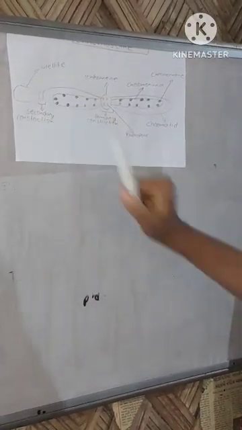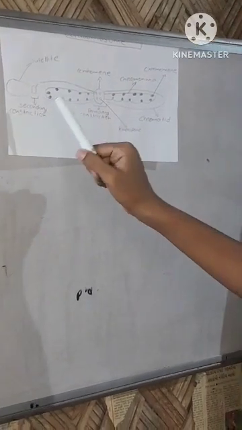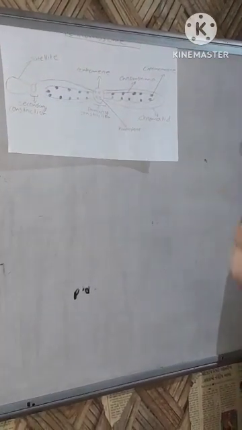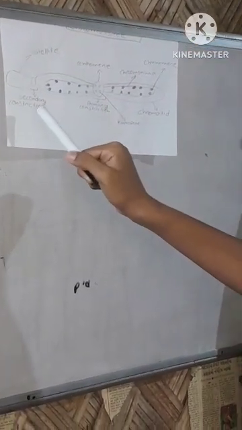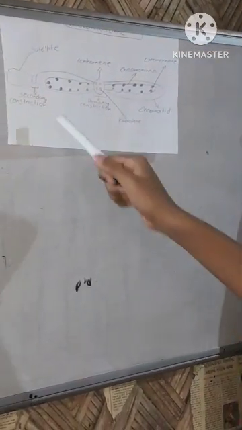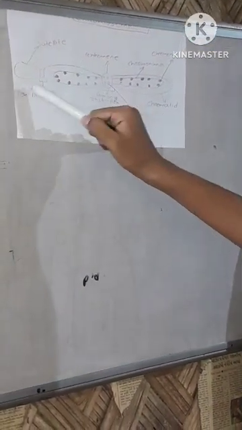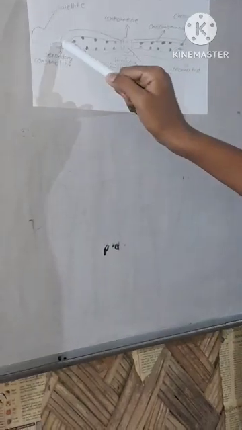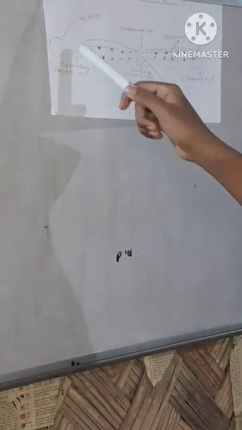Then secondary constriction. Sometimes, apart from the primary constriction, another groove or constriction is present, called secondary constriction. After the secondary constriction, a round or oval shaped portion is present, called satellite body. Then telomere.